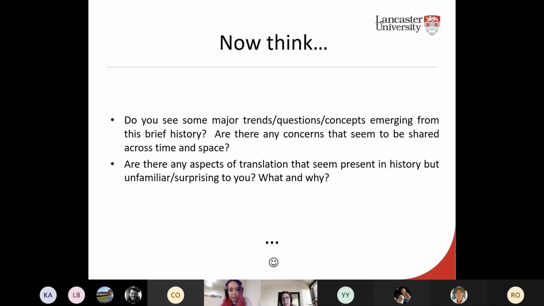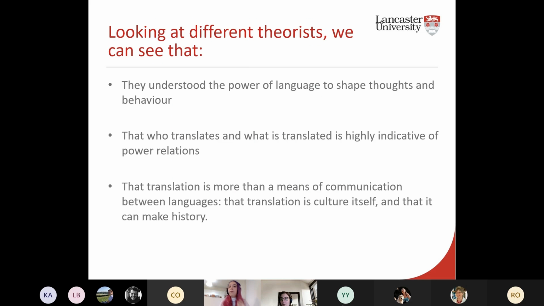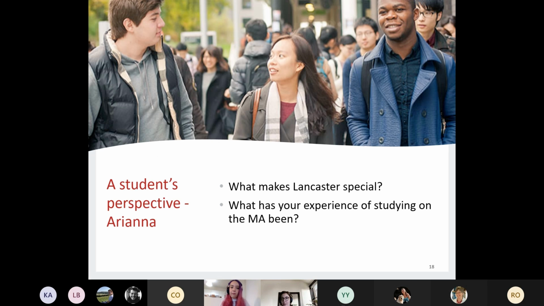So I'll just finish. I wonder, after hearing this taster, do you see some major trends or questions or concepts emerge in this brief history of the Middle Ages? If we had continued, you would see more and more theories, more and more translation trends emerge. Are there any consequences in space? Are there any aspects of translation that seem present in history but unfamiliar or that are surprising to you? What and why? And then I think I'll just stop there because I want to leave you plenty of time to ask questions. So that's the end of the taster.